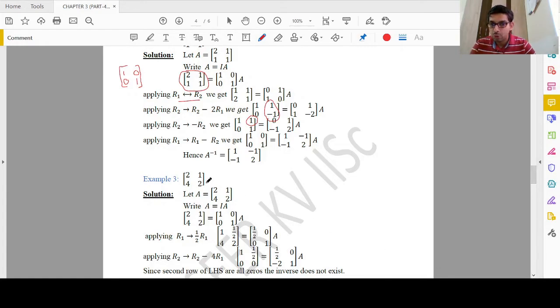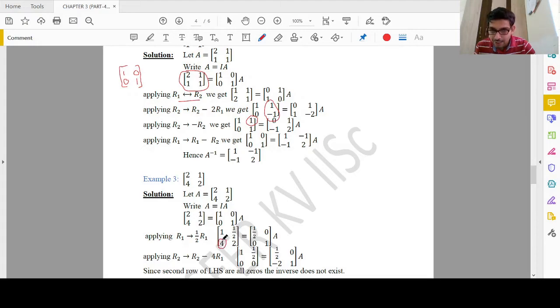Now we come to the third example, 2 1 4 2. So again I am using row transformation, write A equal to IA. So 2 1 4 2. The first element is 2 here. So that means I should get 1 here. In order to get 1, I will divide the first row by 2 or multiply it by 1 by 2. So R1 changes to 1 by 2 R1. So now I got 1 here, 1 1 by 2, then 4 and 2.